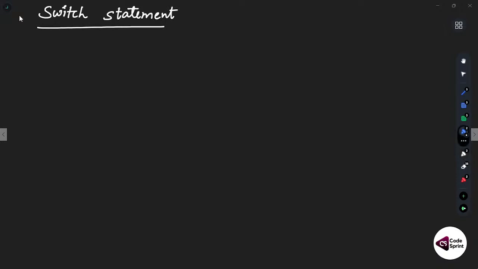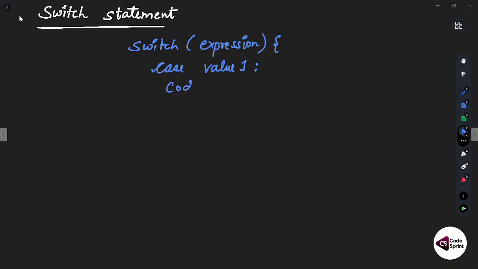So how is it going to look? Firstly, we will start with the switch keyword. Afterwards, we will provide a statement, or we can say an expression. Then we provide case 1, in which we provide the value 1. Afterwards, we write some code to be executed, and at last we have break.